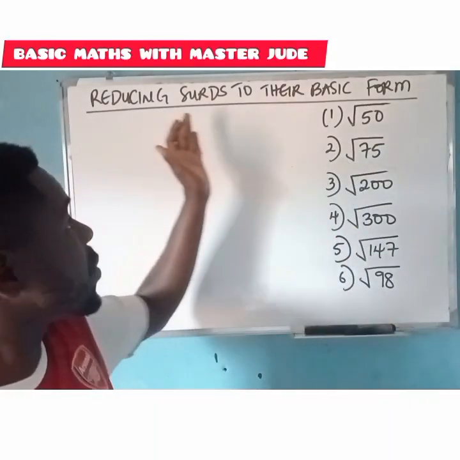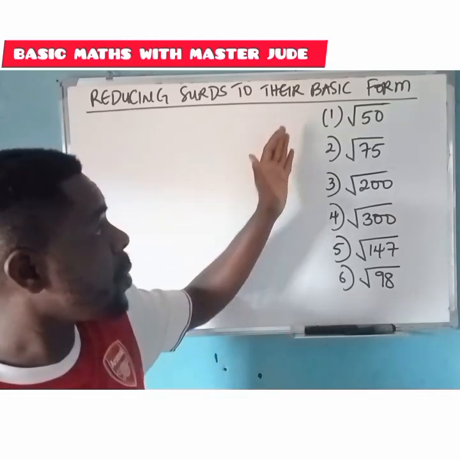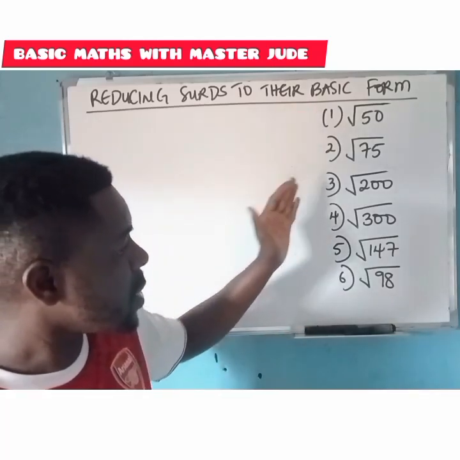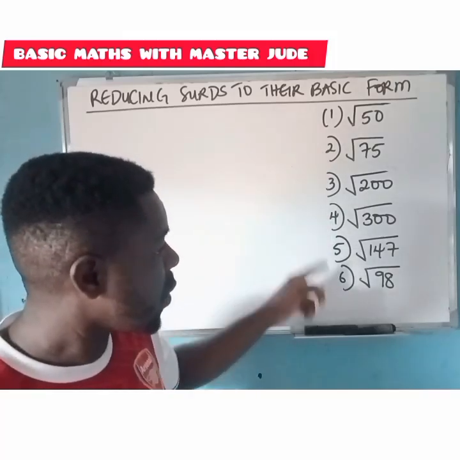Today we are going to learn how to reduce surds to their basic form. Now, to do so, I'm going to solve number 1, number 3, number 5. Then you are going to solve number 2, 4, and 6.